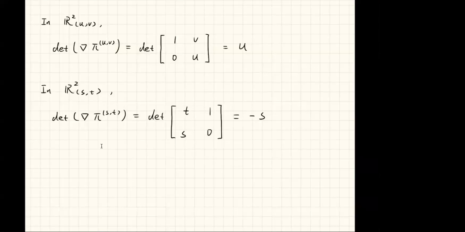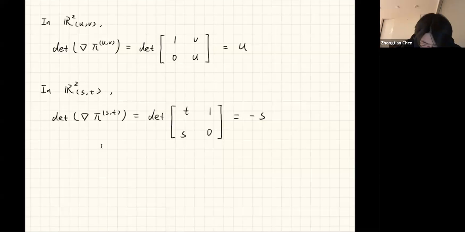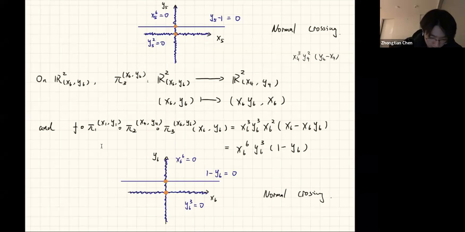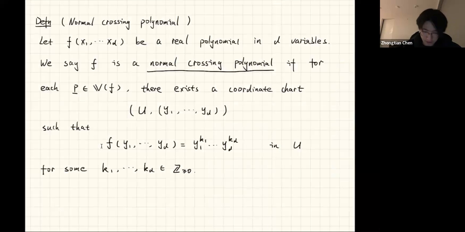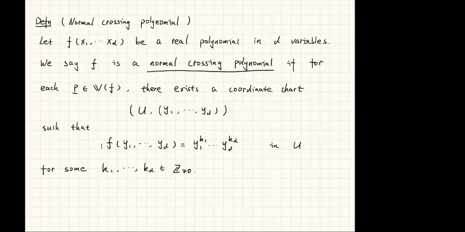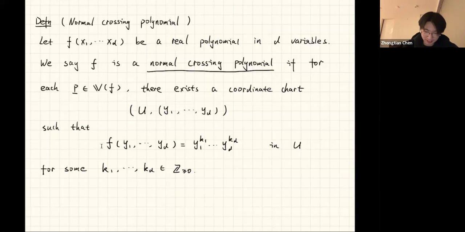Go ahead. But can you go back to where you define normal crossings? Yeah. Let me use this one. Yeah, this is a bad definition because there is a nicer definition using localization of rings, but I don't want to introduce that.